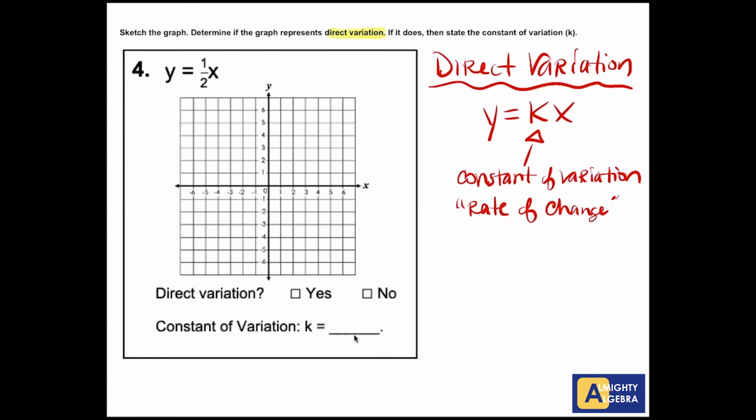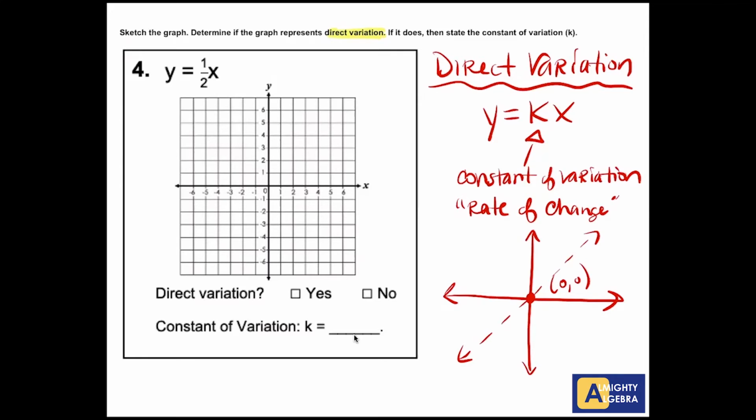When you look at the graph, you want to be sure that it is passing through the origin of the coordinate plane, the center of the coordinate plane, 0, 0. For a graph to be a representation of direct variation, it must pass through that center. It must pass through 0, 0.